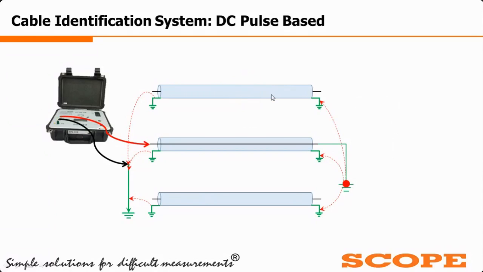Whenever you connect it to the wanted cable, the current flows in a forward direction through this current clamp, so it will show you the green indication: this is your wanted cable. For all other dead or live unwanted cables, it will show you the red indication, so that you can easily distinguish between the wanted dead cable and other cables. So this is all about the cable identification.